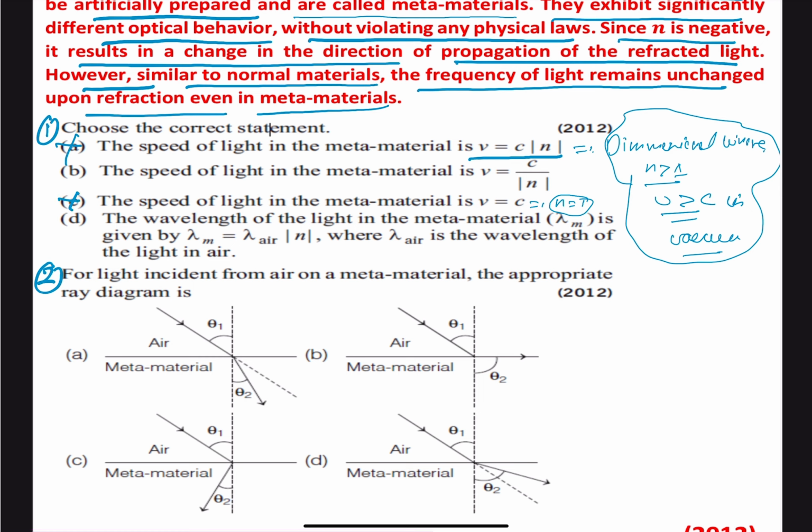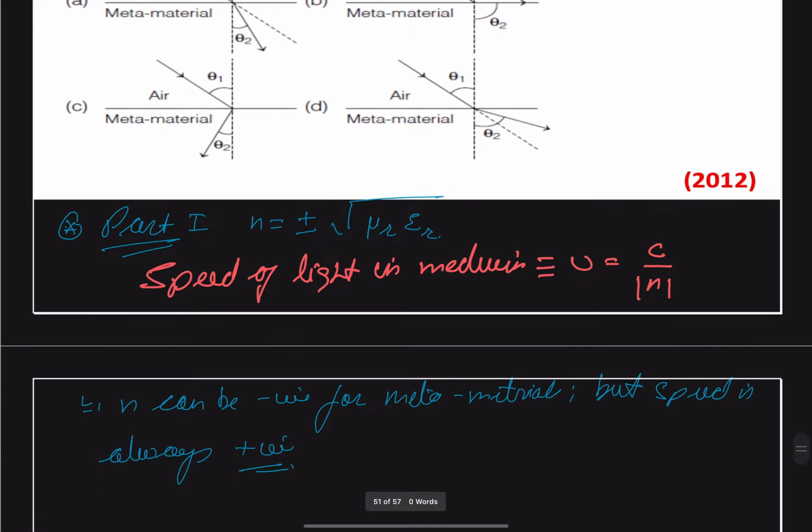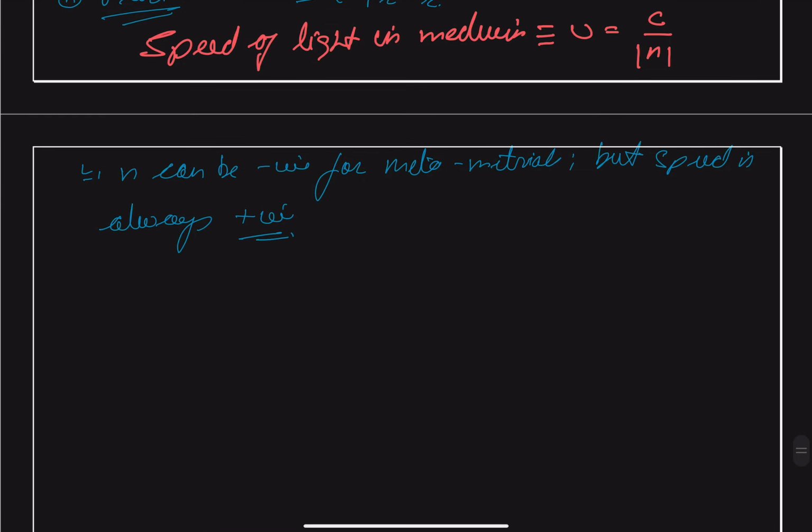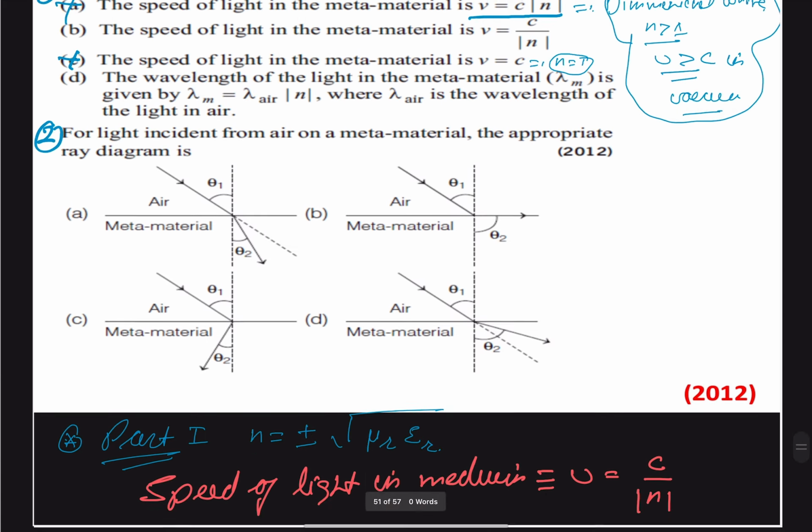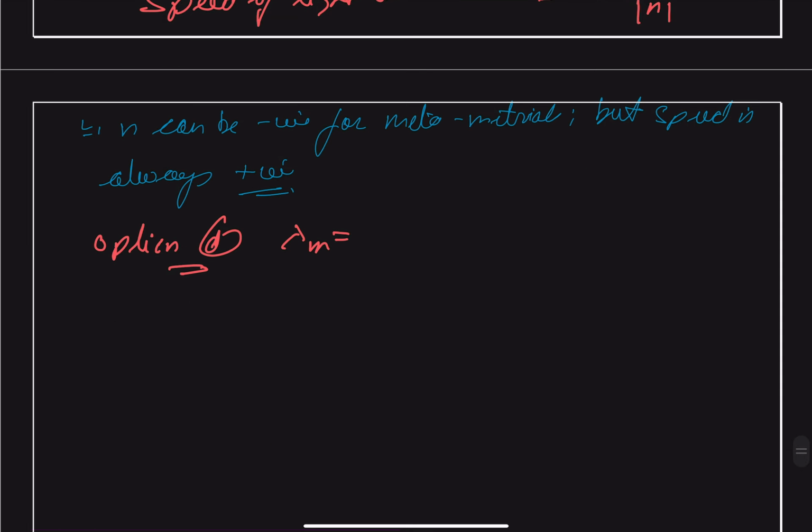And option D states that the wavelength of light in the metamaterial, lambda m, is given. We can just discuss that in detail. So option D is given to us: lambda m is equal to lambda air multiplied by n.